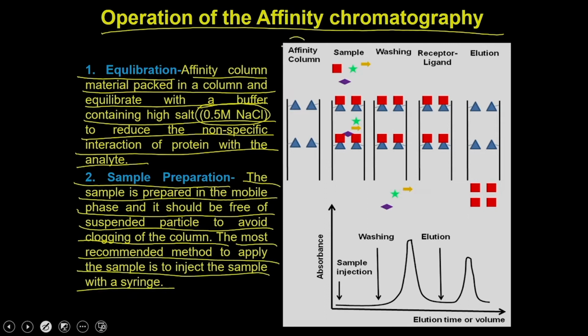So, the first thing is you are going to generate the affinity column, which means you are going to produce the matrix, then you couple it with the help of the coupling reactions. Then you are going to equilibrate and apply the samples. Once you apply the samples, your antigen is going to bind to these receptors, whereas all the other antigens which are present in the sample will not bind, and once you do the washing steps, they are going to be washed away.